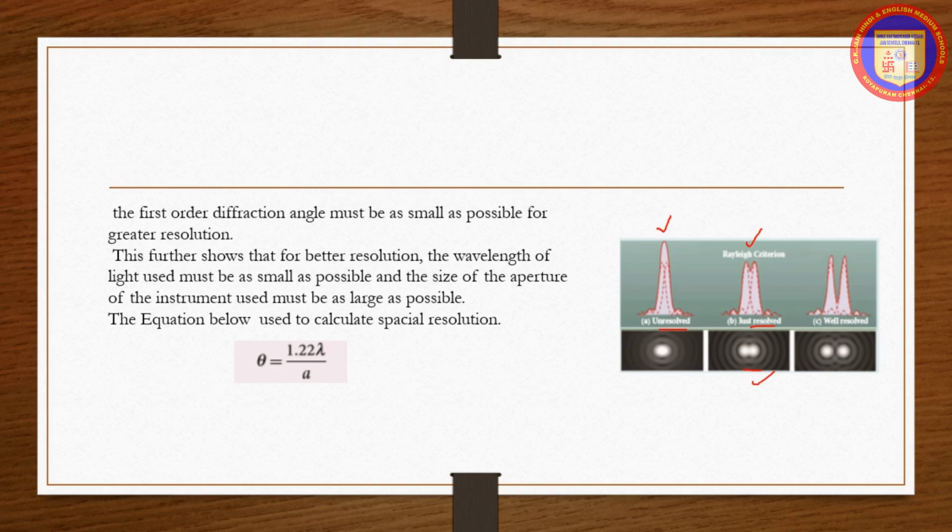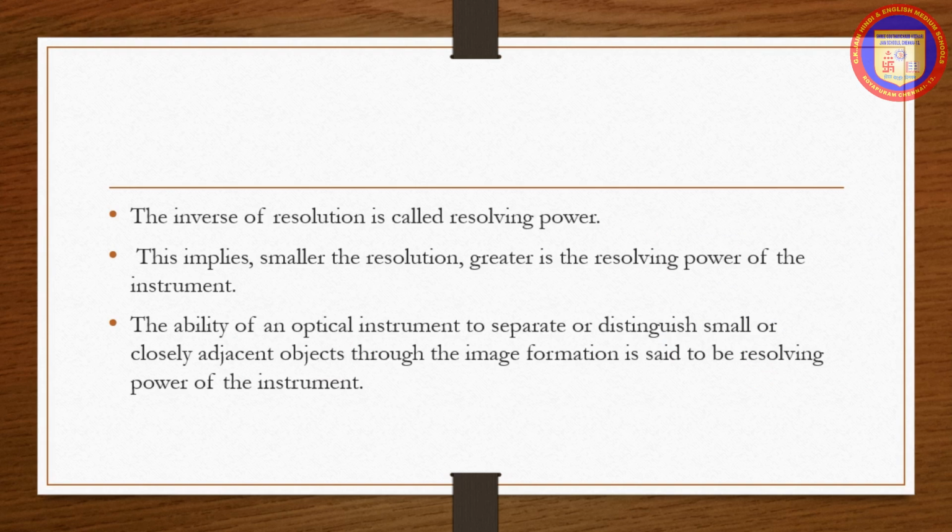So, the angular resolution has a unit of radian, and it is given by the equation theta is equal to 1.22 lambda divided by a. It shows that the first order diffraction angle must be as small as possible for greater resolution. The inverse of resolution is called resolving power. This implies the smaller the resolution, the greater is the resolving power of the instrument. The ability of an optical instrument to separate or distinguish small or closely adjacent objects in the image formation is said to be the resolving power of the instrument.